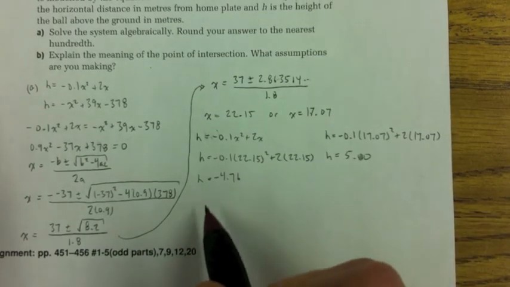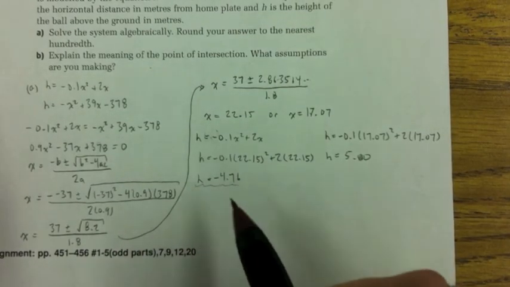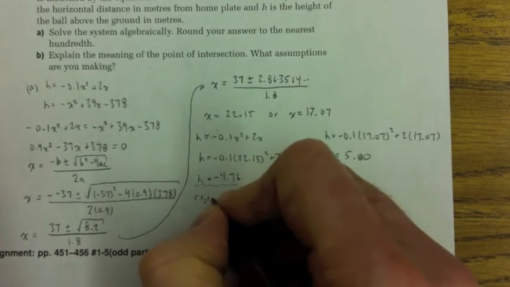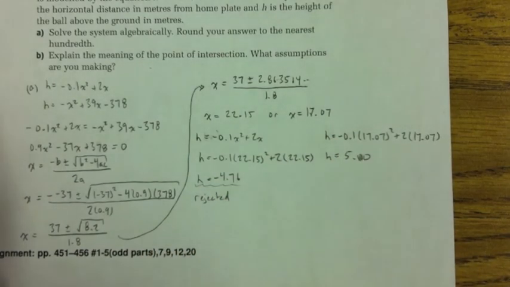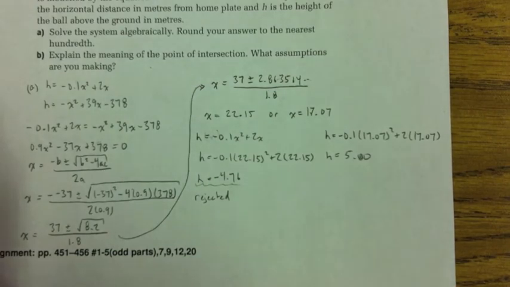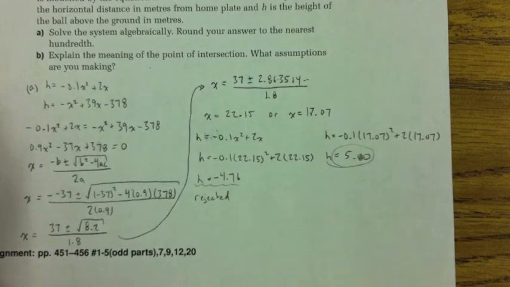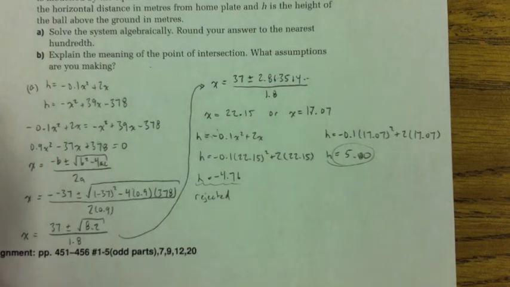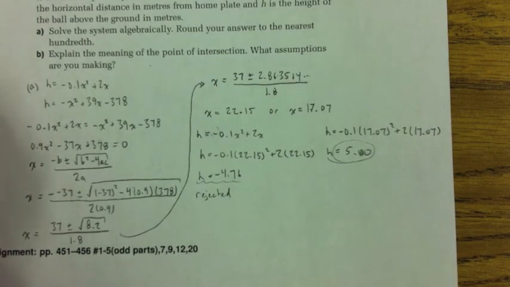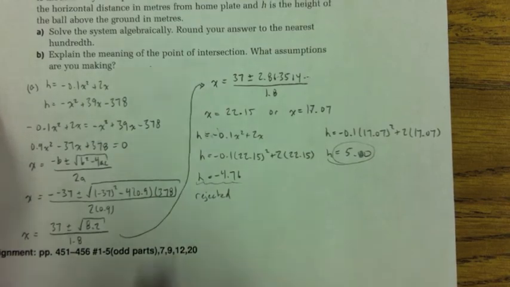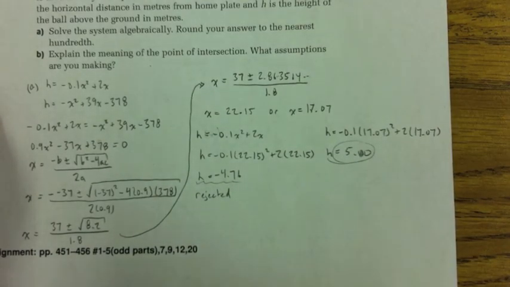All right, so this is probably going to be rejected because it doesn't make sense to catch the ball when it has a negative height. That means it's hit the ground already. Catching the ball when the height is 5 makes the most sense. Now, realistically, 5 meters is an awfully long jump, so that might not be 100% realistic, but this is the only answer that makes sense.